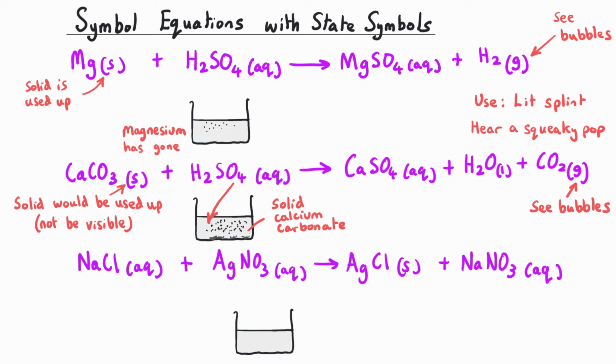In the final example, we're starting with two things that are both dissolved in water, two aqueous solutions. But at the end of the reaction, one of our products is a solution, but the other one is a solid. And so in this reaction, we'd expect to see the formation of a solid, which we'd call a precipitate. So this reaction would produce a solid that was insoluble.